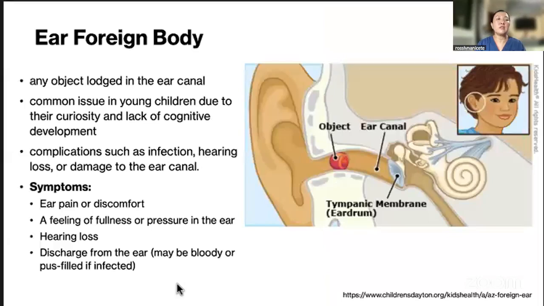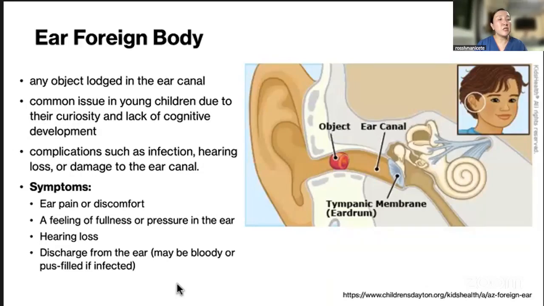Okay, moving on. Another common condition that we see is a foreign body in the ear. A foreign body is any object that is lodged in the canal that is not naturally supposed to be there. This is a common issue, particularly in young children, due to their curiosity and lack of cognitive development. While most cases are not serious, prompt removal is crucial to prevent complications such as infection, hearing loss, or damage to the ear canal.